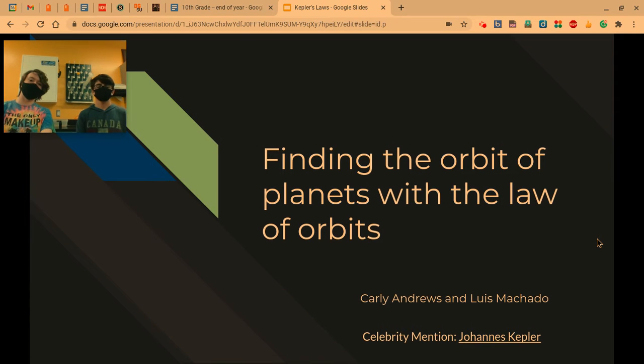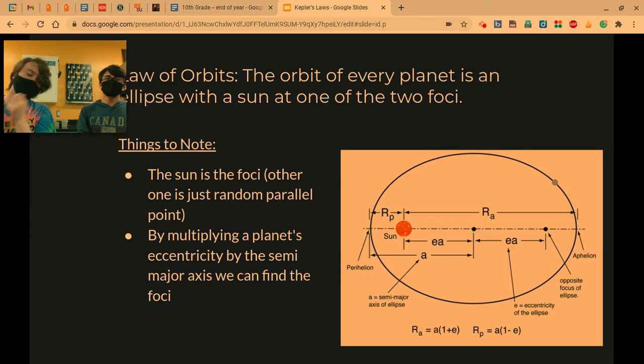So the project we decided to do was finding the orbit of the planets with the law of orbits from Kepler's laws. This is from me and Carly, and celebrity mention, of course, being Johannes Kepler, if that's how you pronounce his name. So, before we get into it, there's some things to look into.